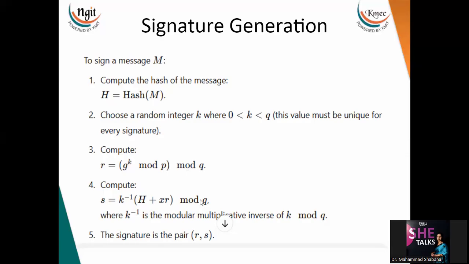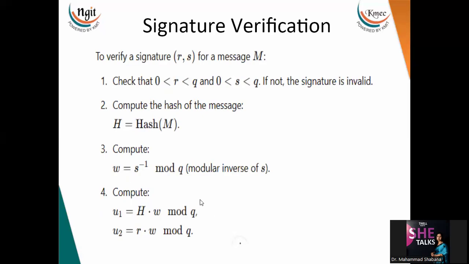For signature verification, the signature is the pair R, S. Now for the signature verification, we are verifying that V is equal to (G^U1 times Y^U2 mod P) mod Q. So here we are checking to verify a signature R, S for a message M. We will check that R should be between 0 and Q, and S should be between 0 and Q. If not, the signature is invalid.